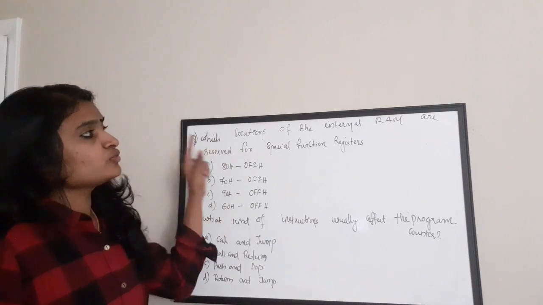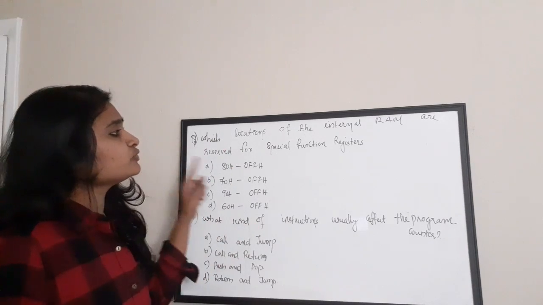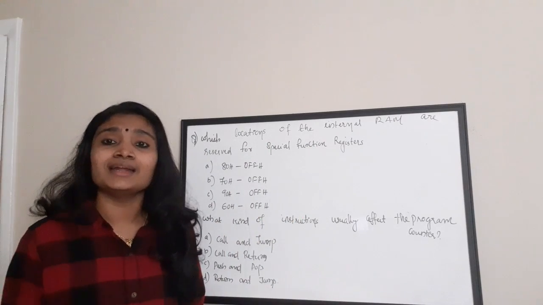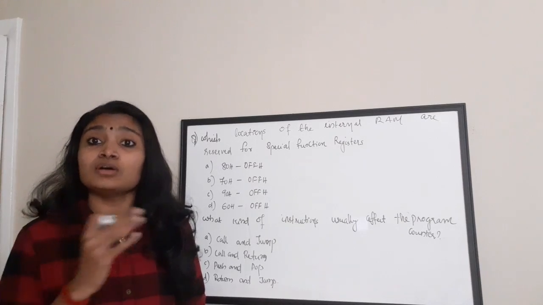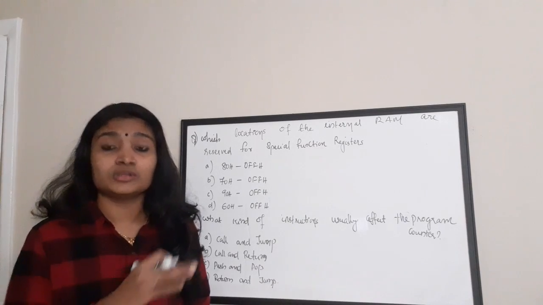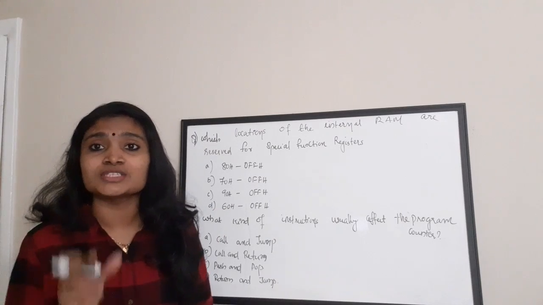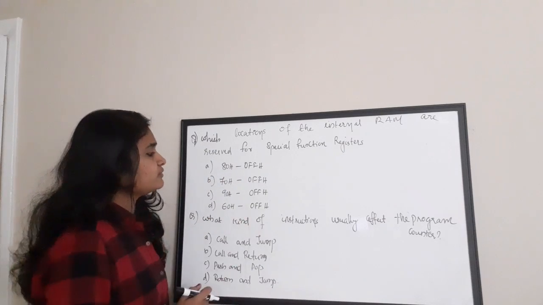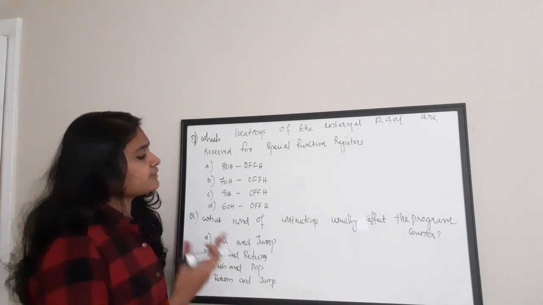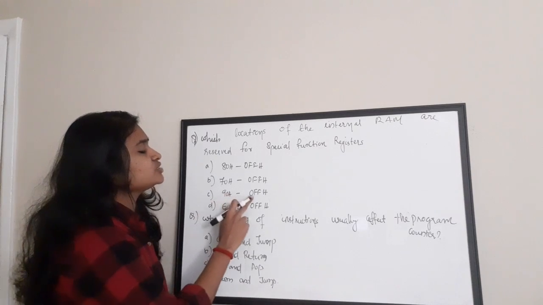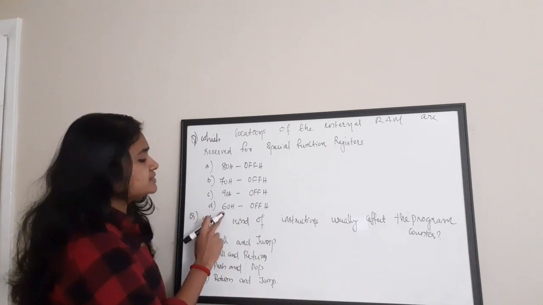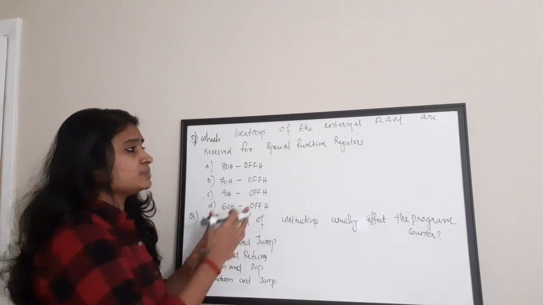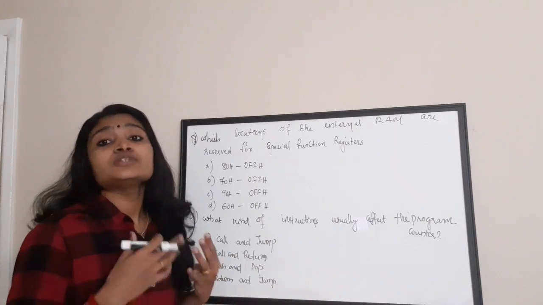Which locations of the internal RAM are reserved for special function registers? So here we are talking about the 8051 microcontroller, and which of the memory locations are reserved for the special function registers. Option A 80H to FFH, option B 70H to FFH, option C 90H to FFH, D 60H to FFH. So out of these memory locations, which is reserved for special function registers?